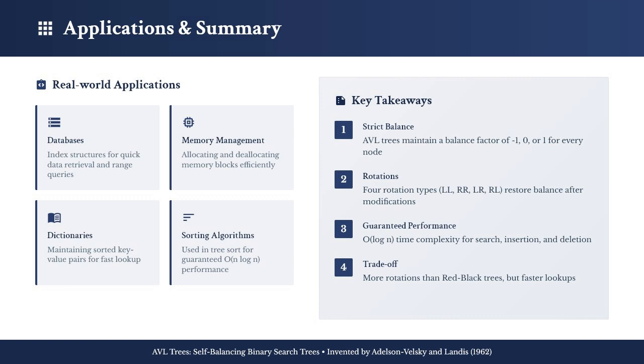To summarize, AVL trees maintain balance through rotations, ensure O(log n) time complexity for all operations, and are particularly useful when search performance is a priority. They provide a reliable and efficient data structure for many applications where balanced search trees are needed.